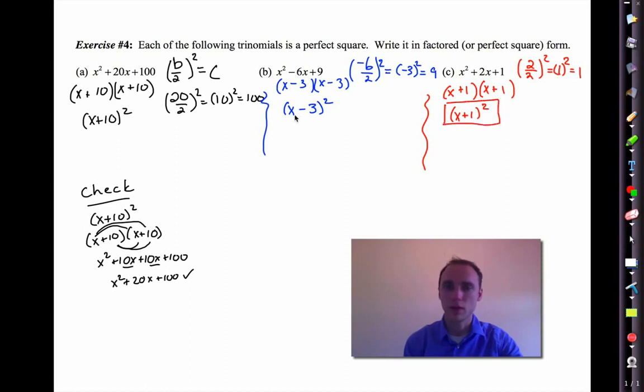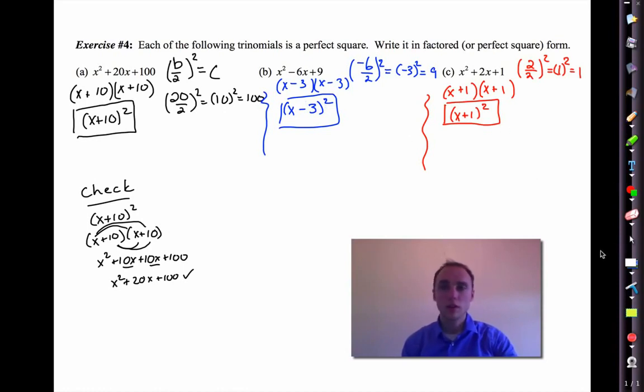So each one of these can be written as a perfect square. I'll give you a couple seconds to copy this down, and then we'll work on the next exercise.